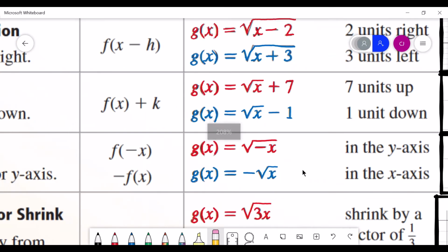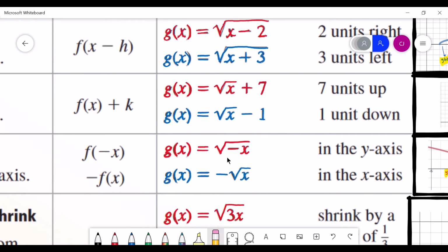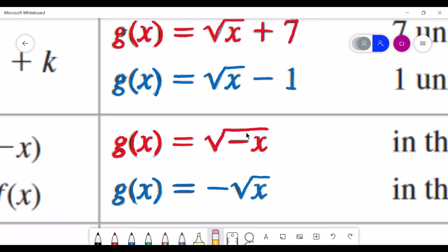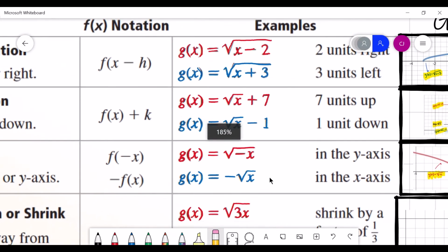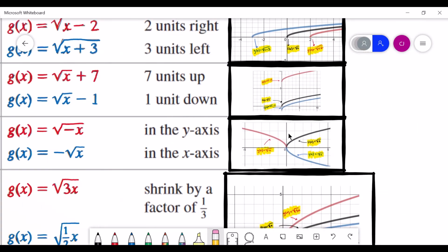So let's look at the examples. Again, the negative is inside of the function, so we're going to have a reflection in the y-axis or a horizontal reflection. And then the other example, the negative is outside of the radical, so we're going to have a reflection on the x-axis or a vertical reflection. So let's look at our examples here.